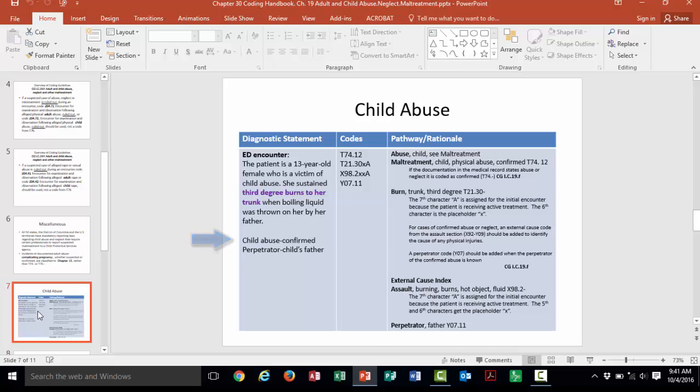I have the pathways there on the right. You see that the T74 code, confirmed, goes first, then the burn code, then you start looking at your external cause. For example, the assault X98 category is there, and the perpetrator code is the last code. The sequence of the codes is important, so it's important that you follow your guidelines. That helps us know how we code these, the sequencing.